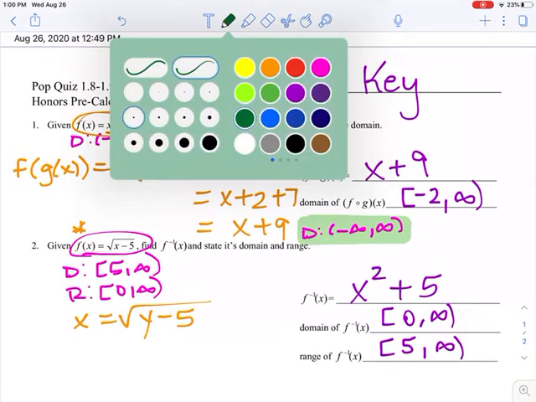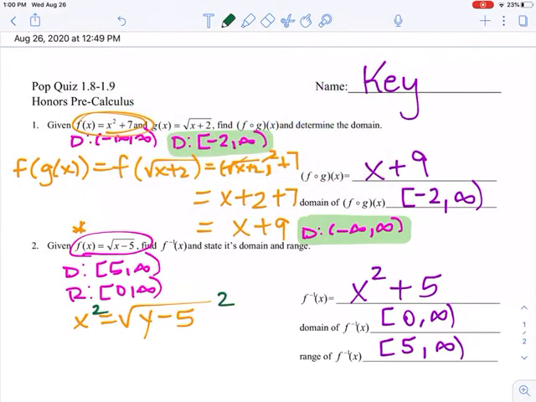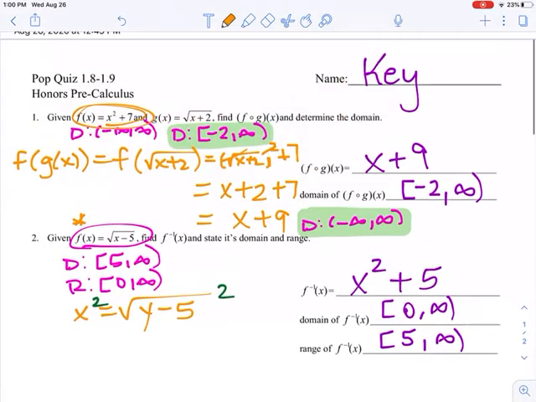Now, when we actually go and find our inverse, we know we have to switch x and y and solve for y. So in order to solve, we're going to need to square both sides. So x squared equals y minus 5, or y equals x squared plus 5. So our inverse is x squared plus 5.